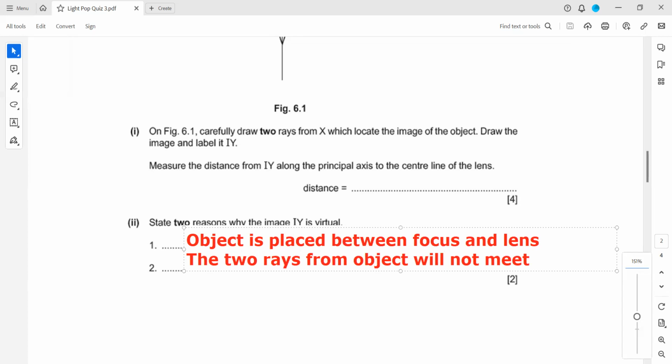Yes, you can mention the image cannot be seen or taken on the screen, formed on the screen. That also you can say.